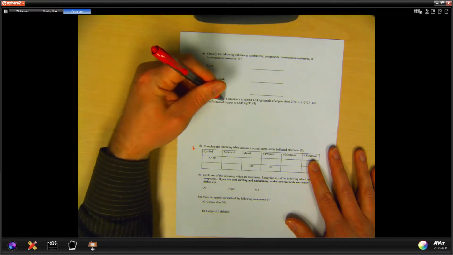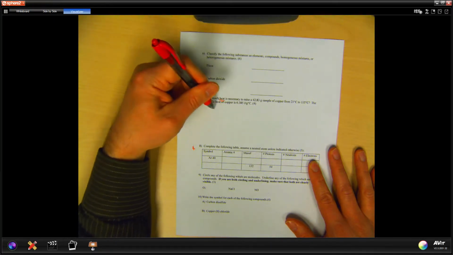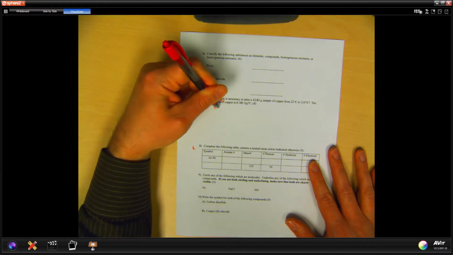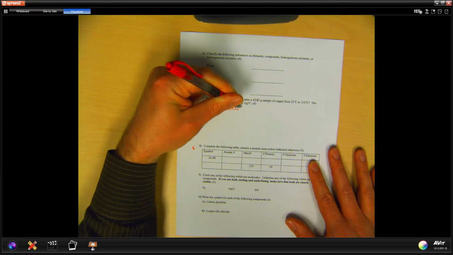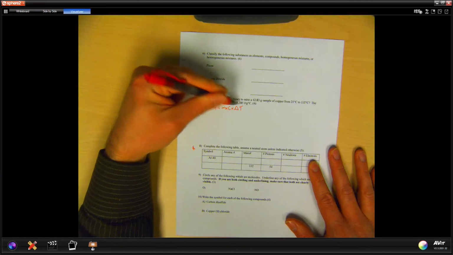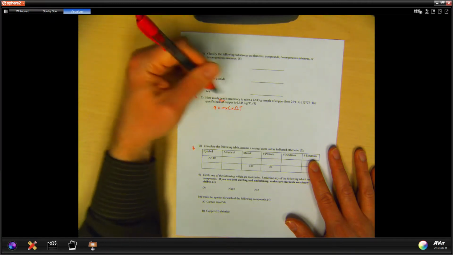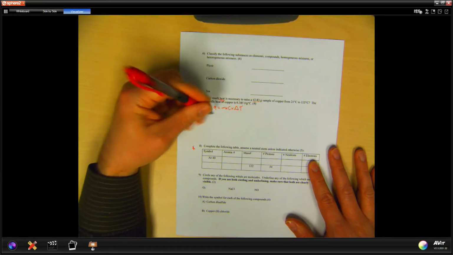So how much heat is necessary? And when we see the word heat, that is telling us we need the heat equation. So I'm going to go ahead and write down the heat equation. Anytime you see the word heat, go ahead and imagine you'll probably be using this particular equation. So, how much heat is necessary to raise a 42.83 gram sample of copper?